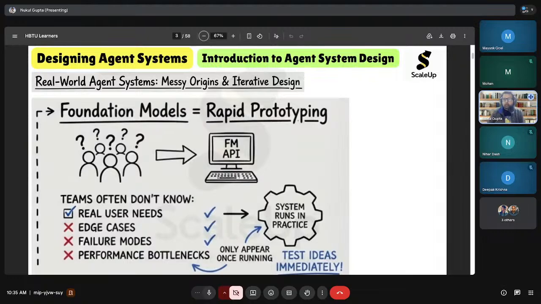The development approach we should follow is rapid prototyping, because we don't know the edge cases. We don't know when the model might fail or hallucinate. We don't know the performance bottlenecks either, because it is very uncertain in nature. So it's good to just dry run. Test ideas immediately. We should build a prototype, test it, and if it is working, we should scale it. This is called iterative design. It is different from agile. In agile also we build some features in sprints and keep evolving, but iterative design is very different from that. We should follow iterative design when building agent systems.